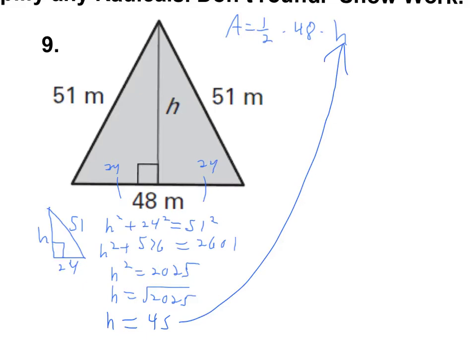And so I'm going to do 1/2 times 48 times 45. And I get 1,080. So the area is 1,080 square meters. Make sure to label your answer if there is a label given. So that time we did not have to round, and we didn't really have to simplify much. We could just solve it. Everything came out evenly.